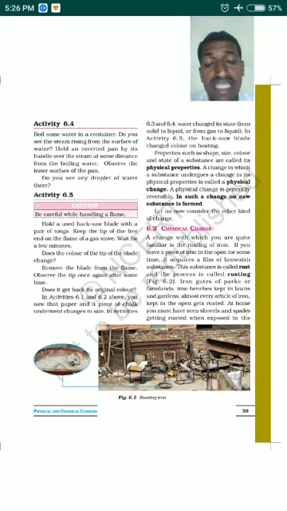In activities 6.3 and 6.4 you see that water changes its state. Solid ice changes into liquid water. Again liquid water, because of the cooling effect, changes into solid. So there is a change in the state of the material on heating and cooling.